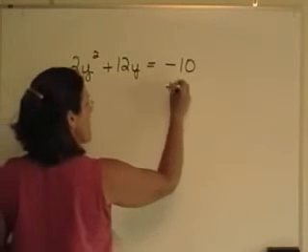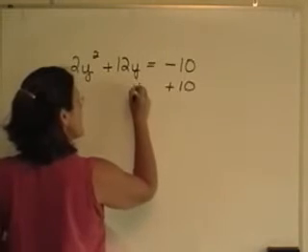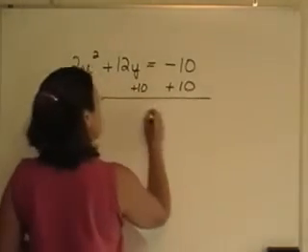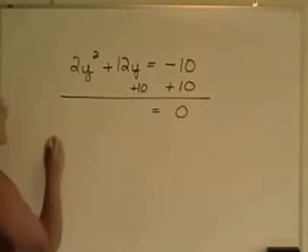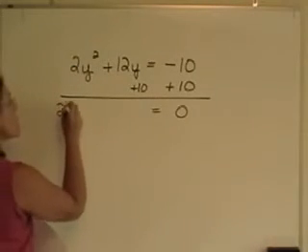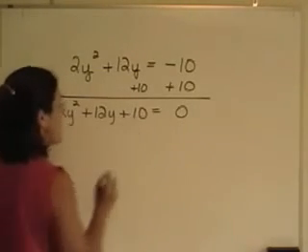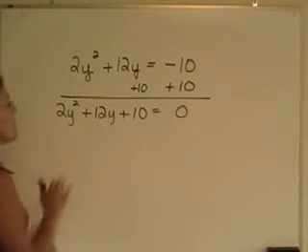I'll show the step this time. I want to add 10 to both sides. I'm going to kind of lean it to the right a little bit here so that I will have nothing on the right hand side, and on the left I'll have the 2y squared plus the 12y plus that constant of 10. I'm ready to factor this.